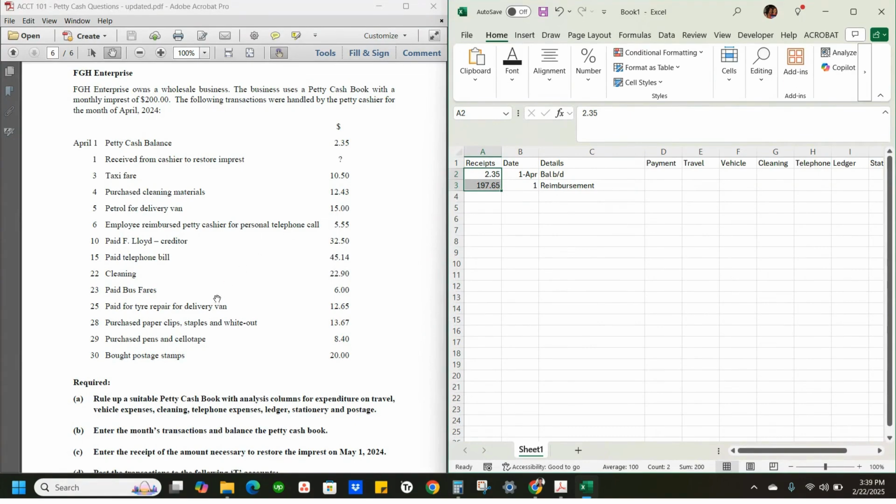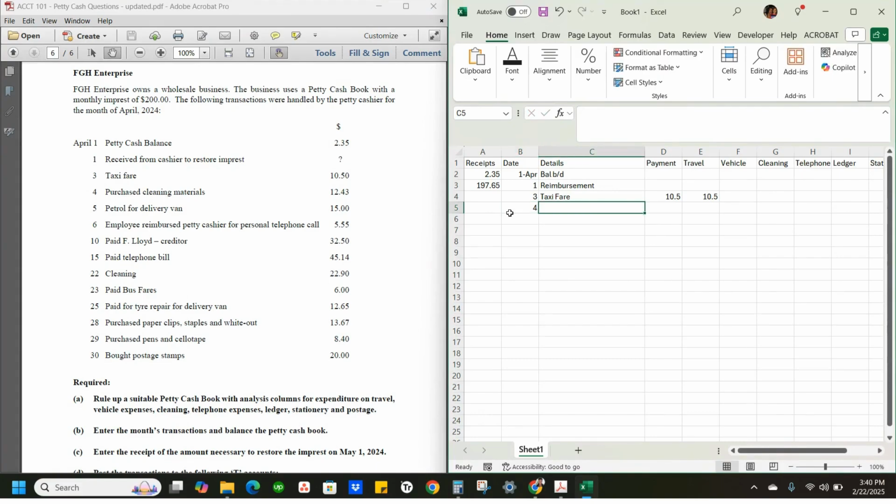We have our $200. Now we can go ahead and enter the other expenses and our income that occurred during the month of April. So let's see here. On the 3rd, we had taxi fare. Now, one thing I need you to remember is when you're entering these expenses on the payment side, you always enter the amount in the payment column and then you go over to the applicable analysis column and you enter the amount there again. And you'll see why at the end. So, taxi fare, that was $10.50. Taxi fare will be considered a travel expense, so we enter it in the travel column.